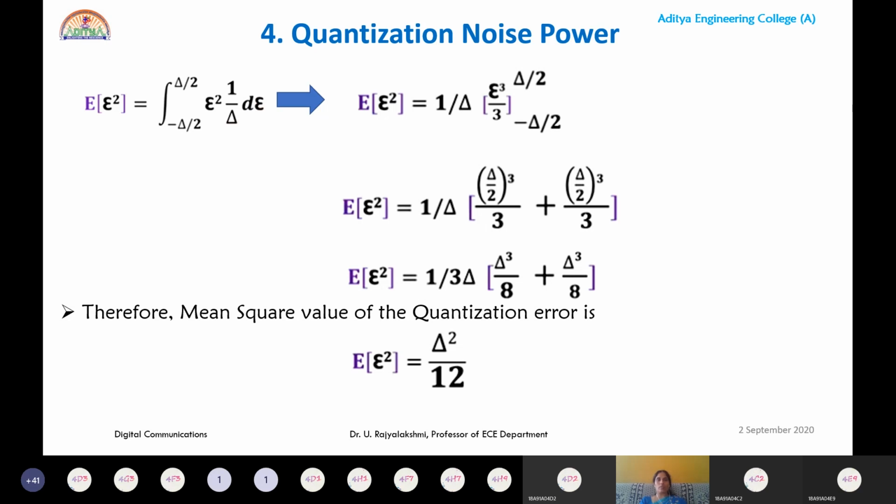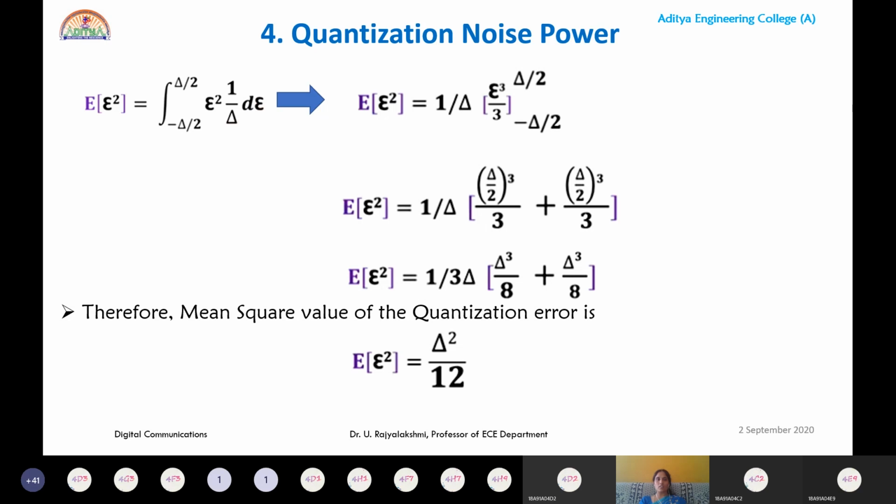Okay. So take 1 by delta outside the integration, and the integral from minus delta by 2 to plus delta by 2 of e square dE is equal to e cube by 3, in the range from minus delta by 2 to plus delta by 2. Please substitute the values of the limits, that is, delta by 2 and minus delta by 2. So you will get 1 by delta.